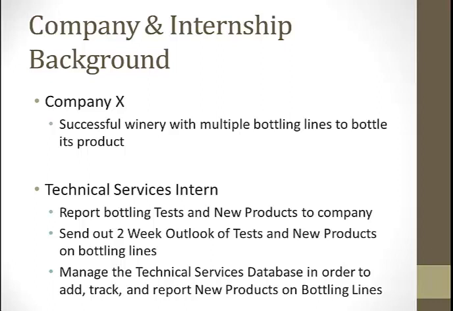For my senior project, I actually created 2 different database systems, a test system and a new product system. Because I do not have enough time during this presentation, I will only go through the new product system since it was the most beneficial to technical services.